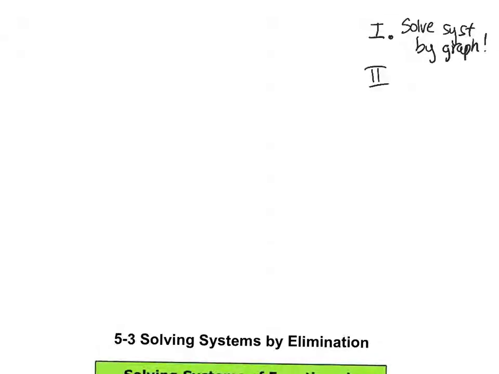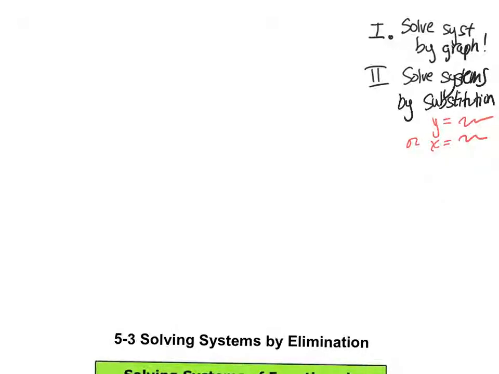Number 2, we learned how to solve systems by substitution. And the way we did this was made sure that you had either y equals something or x equals something, and then plug that into one of the equations. The third way of solving is solving systems by what we call elimination.